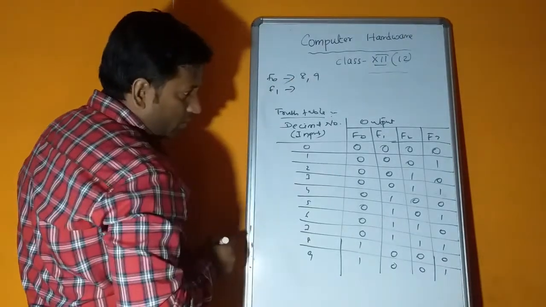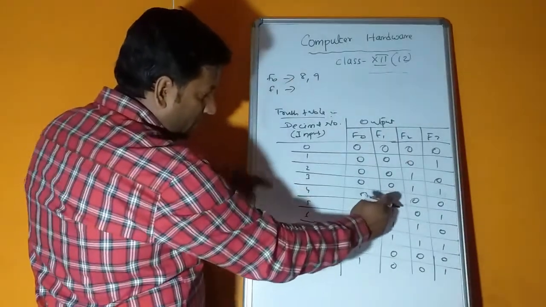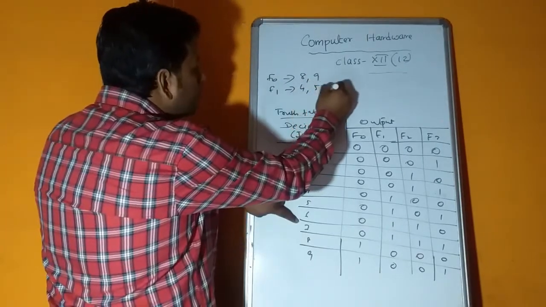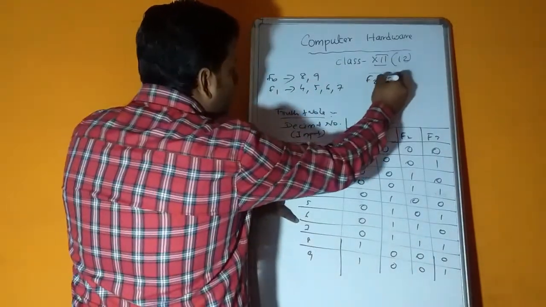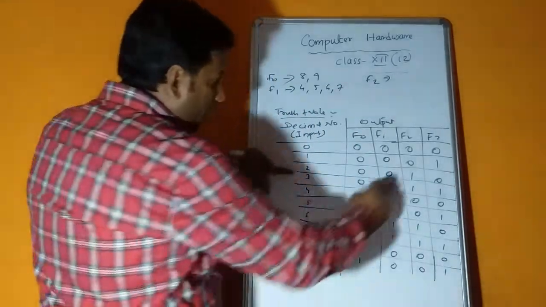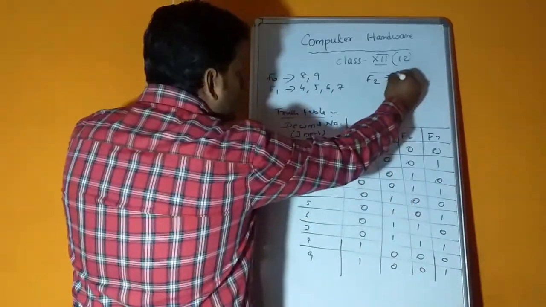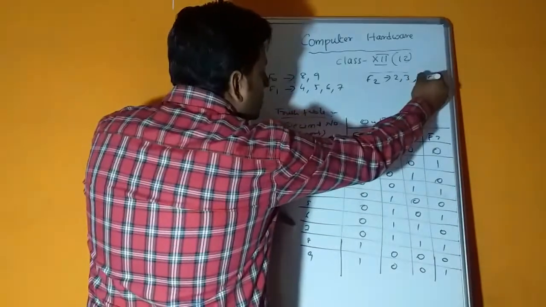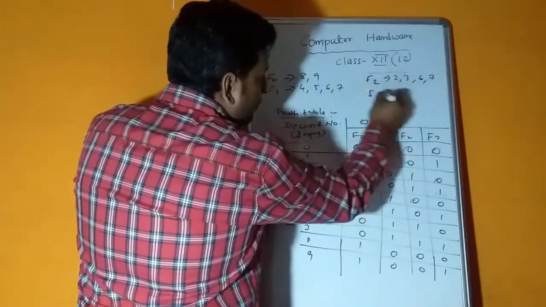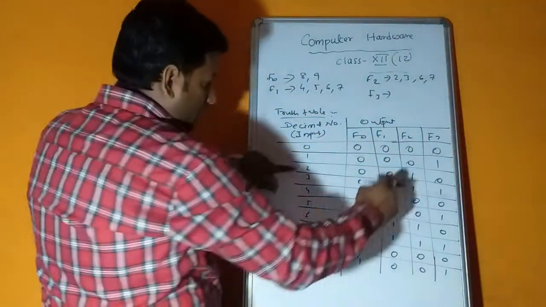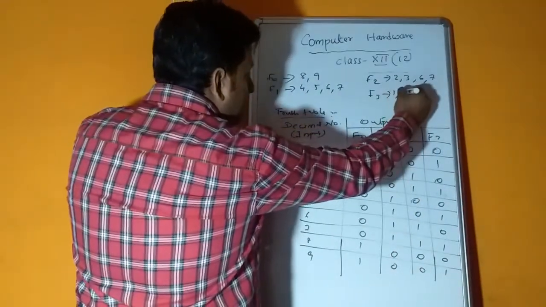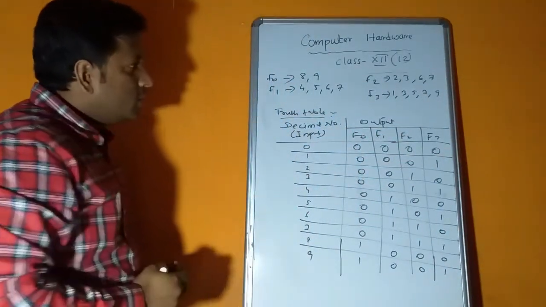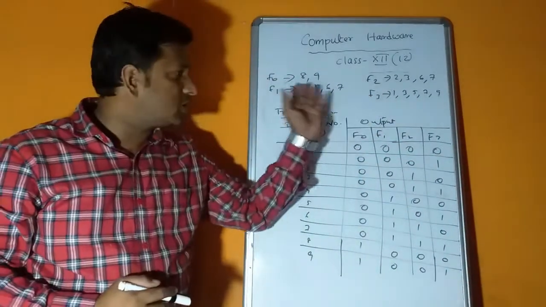For f1, we have 4, 5, 6, 7. Then f2: we have 2, 3, then here 6, 7. Then f3 part: 1, 3, 5, 7, 9. Isn't it? So understood, children, how I have taken out these numbers?